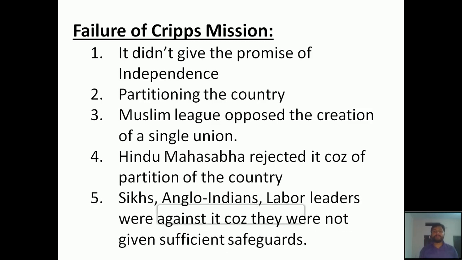Again, the fifth one: Anglo-Indians and labor leaders were against it because they were not given sufficient safeguards. All the different minority communities, all different minority societies, weaker sections, were not given any sufficient safeguards. They were not having any rights or any special measures to safeguard their interest. So that's why they were against it.